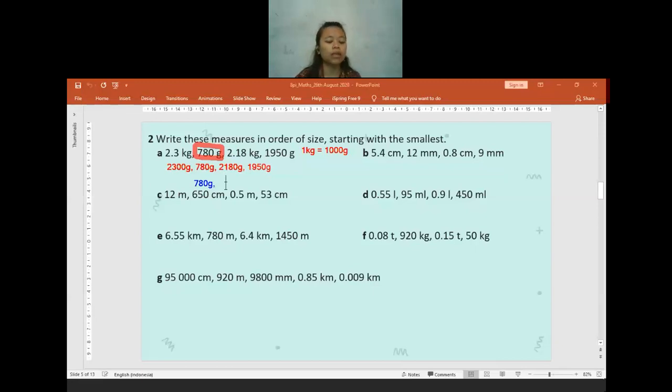1950 gram. Yeah, we take the 1950 gram. So when we have already changed all the units to be the same, you just need to focus on the things that you have already made the unit the same. You can check which one is the smallest, which one is the largest. You can write it down. So now what number do we have to write?